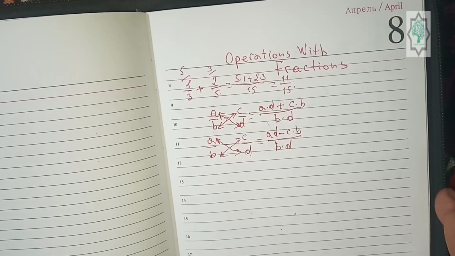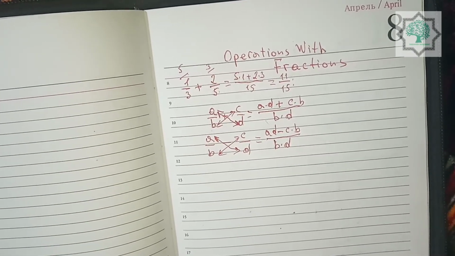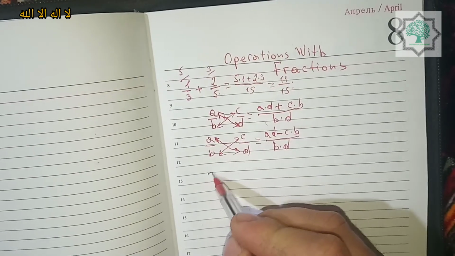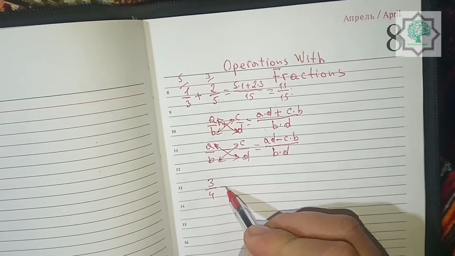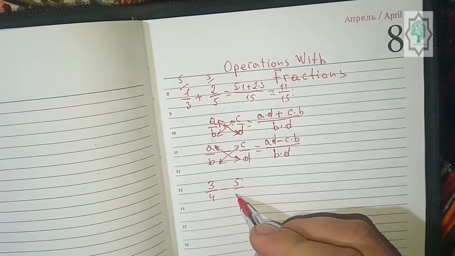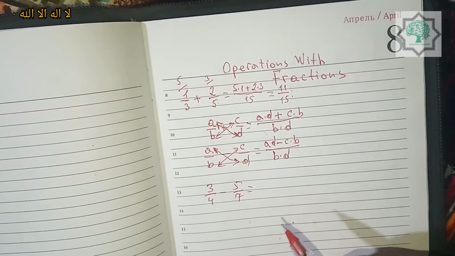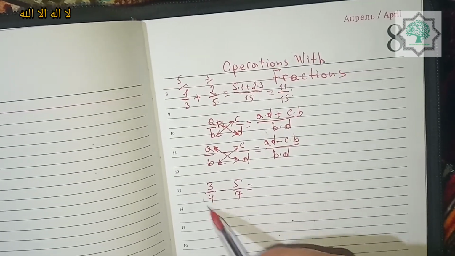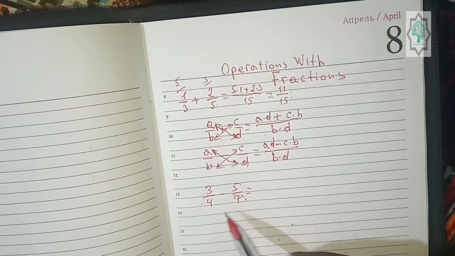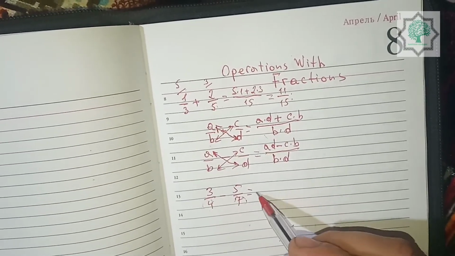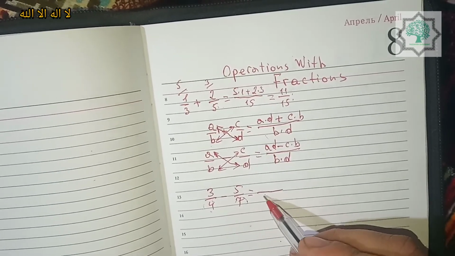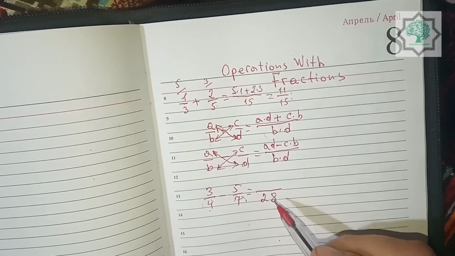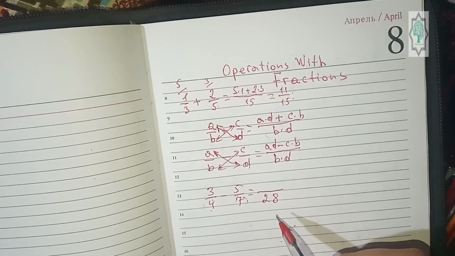Another example, our example is in subtraction. For example, 3 by 4 minus 5 sevenths. So in this case we find a common denominator for these two denominators. For 4 and 7, the common denominator is 28 via multiplication.